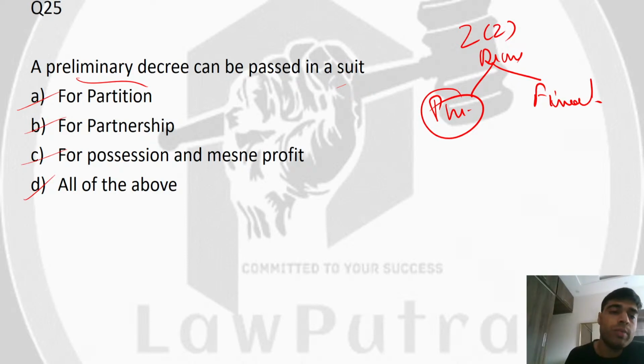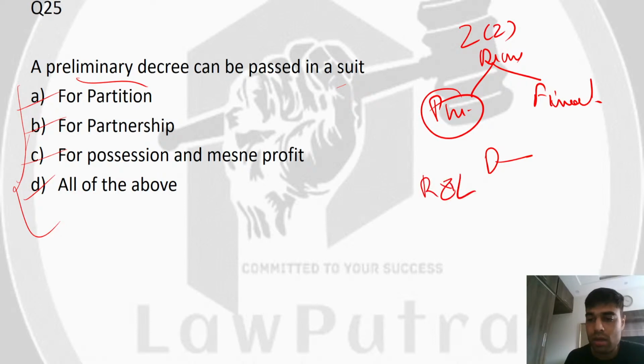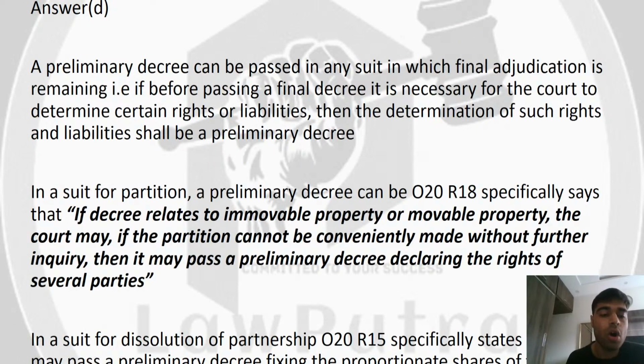Now assuming you do not know any of the answers, but you simply know what a decree is, you have the basic idea of a decree. All right. So we know that a decree is passed only when there are rights and liabilities involved. And before the adjudication of rights and liabilities, certain other issues also need to be resolved. So those other issues are resolved in a preliminary decree. All right. So the answer is basically all of the above.